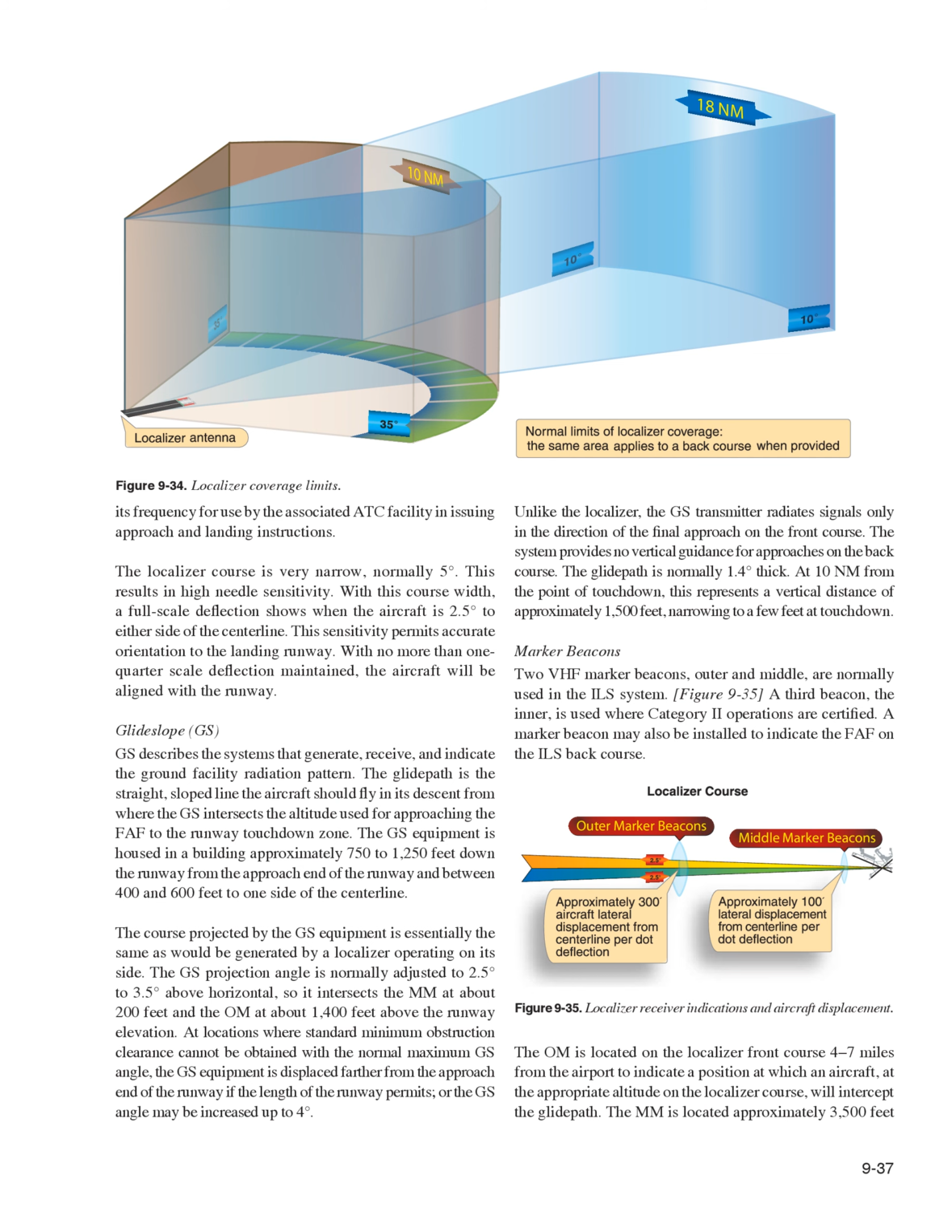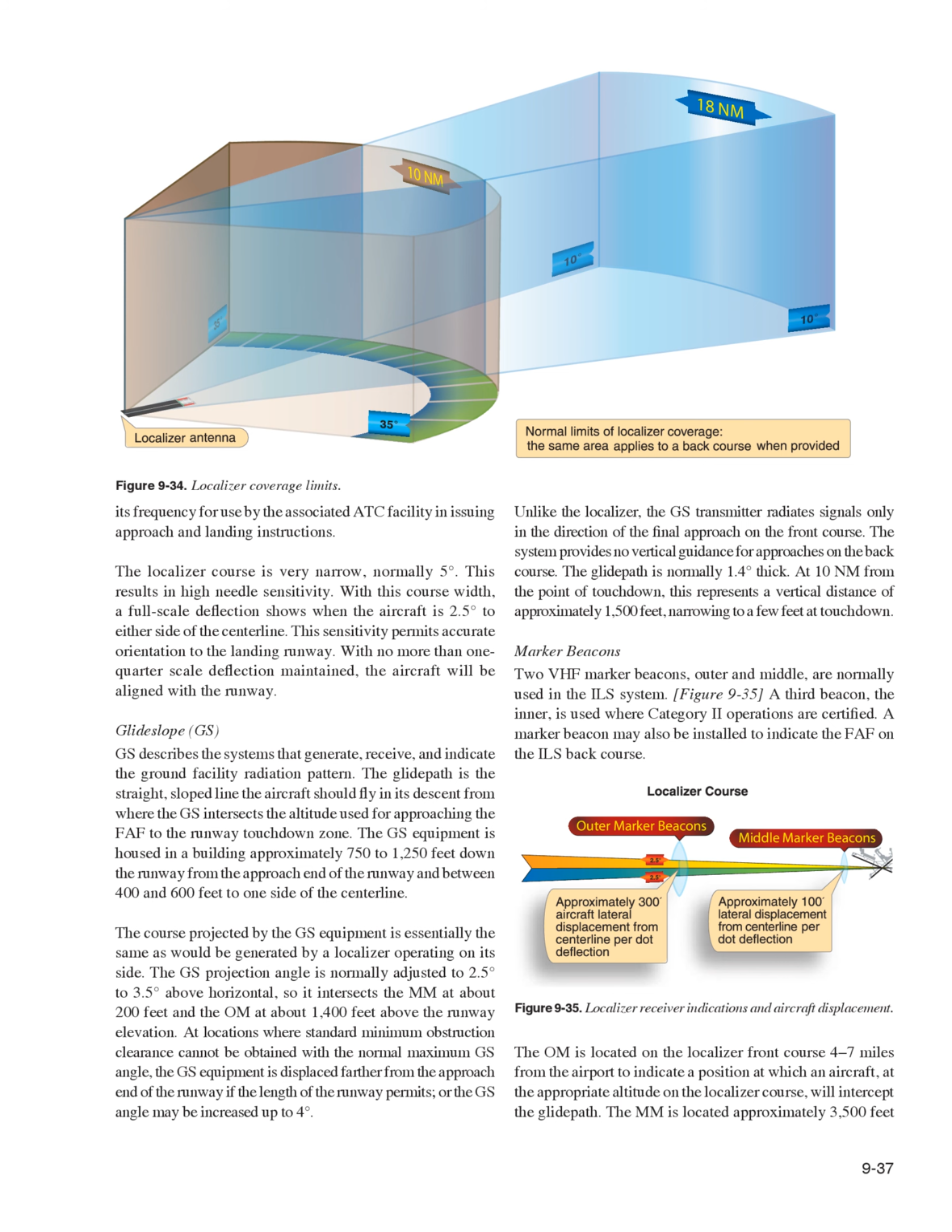Marker beacons. Two VHF marker beacons, outer and middle, are normally used in the ILS system. A third beacon, the inner, is used where Category 2 operations are certified. A marker beacon may also be installed to indicate the FAF on the ILS back course. Figure 9-35. Localizer receiver indications and aircraft displacement.